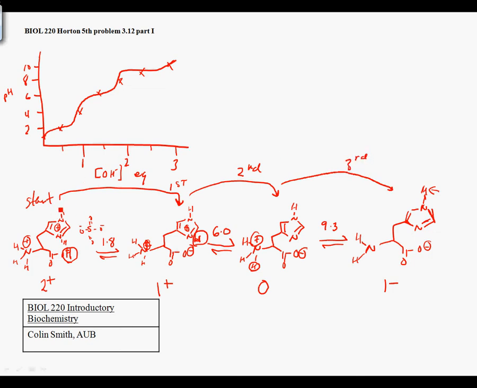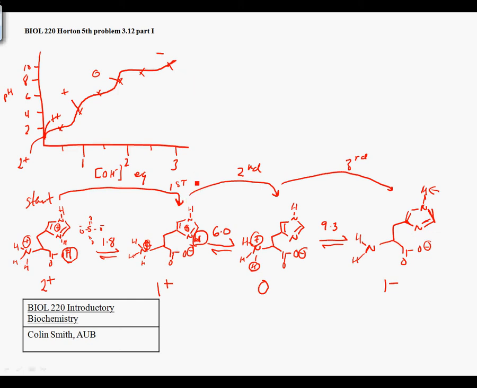So that means we have, at this starting point, the 2+ form. After one equivalent here, we have the 1+ form. So let me do it. I'll put it above. After 2 equivalents, we have a neutral form. So this would be the neutral form. And after 3 equivalents, we would have the negative form.